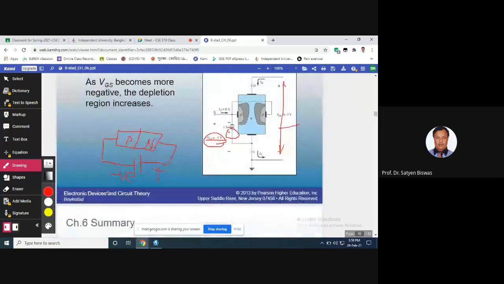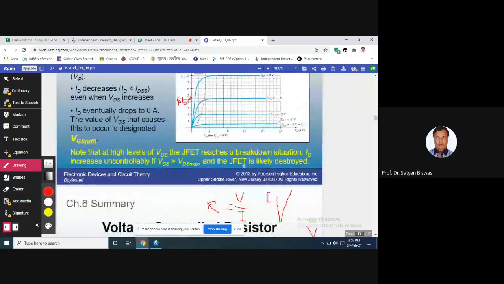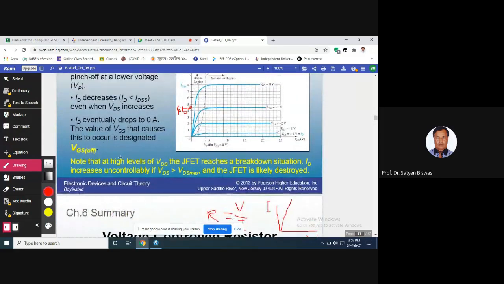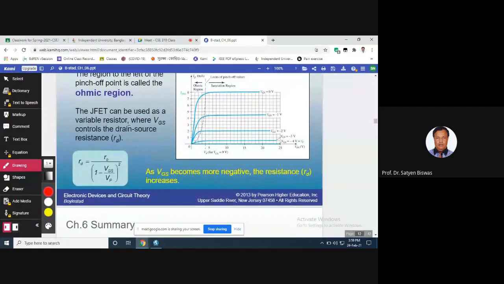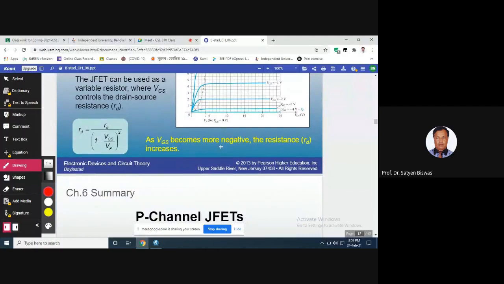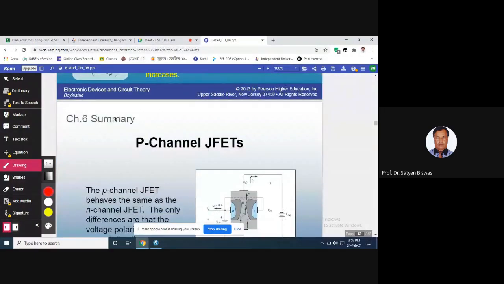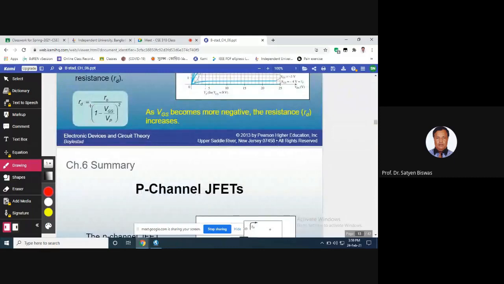It says the value R0 is a constant. We did not say any value here. It should be given. Anyway, so this is a constant divided by (1 minus VGS by VP) whole squared, right?